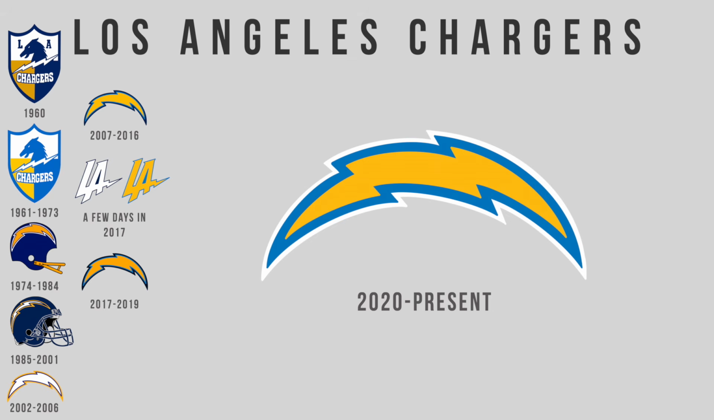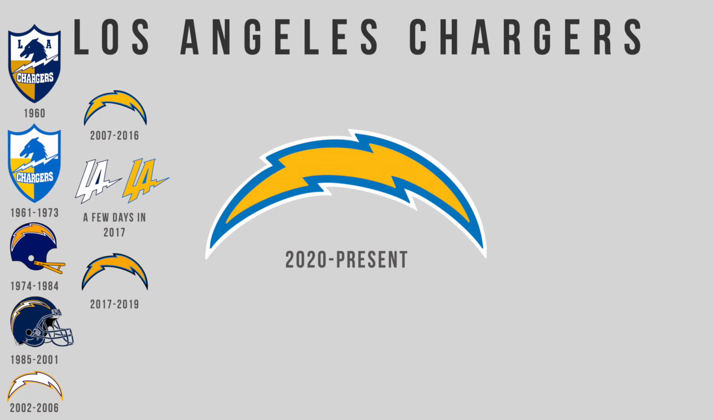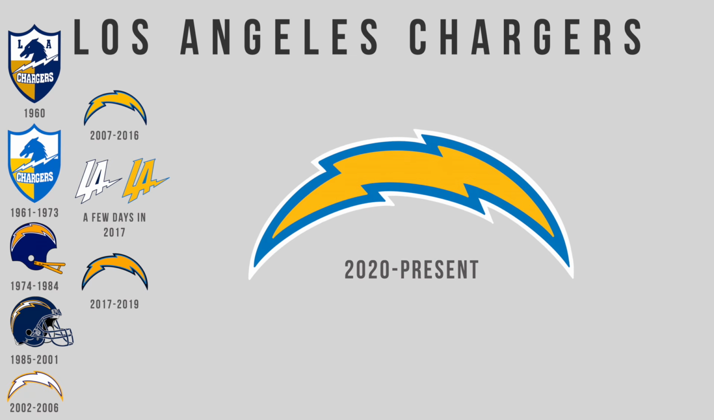Of the logo, a Chargers press release said, quote, "With the new Bolt, a sleeker, more streamlined version of its old self as the team's primary mark, it's also one color lighter. Gone is the three-tone Bolt with a navy keyline. The new Bolt has been pared down to only include powder blue and sunshine gold. The new Bolt ties the logo and colors to the history of the Chargers, bringing them forward to today."